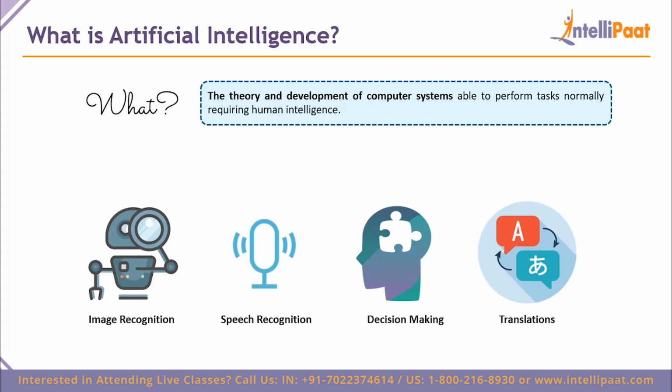When we talk about image recognition, artificial intelligence is there. Tasks such as automatic speech recognition, decision making, and translations, which form vital aspects of human intelligence and require some sort of human cognition to be done, are now being done by machines very easily.